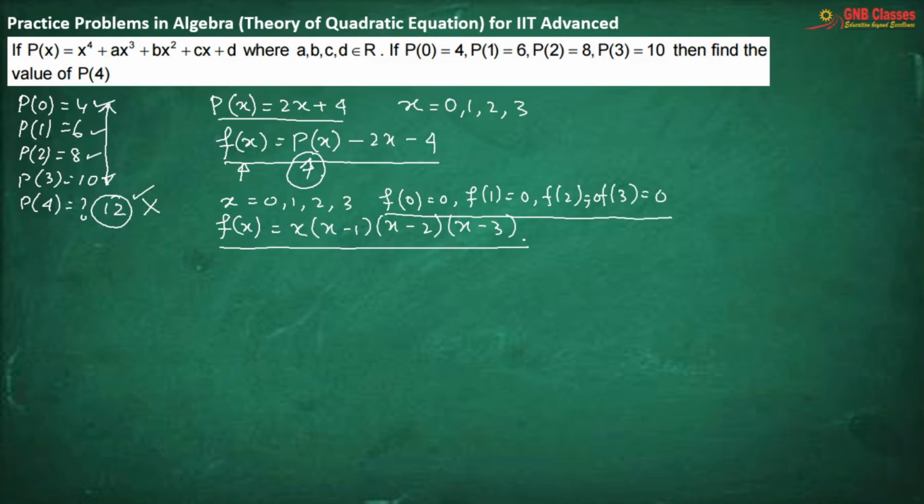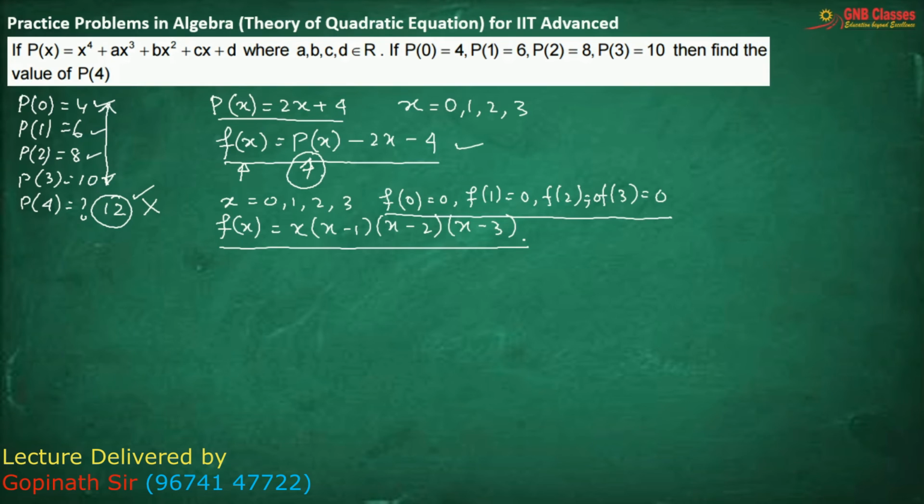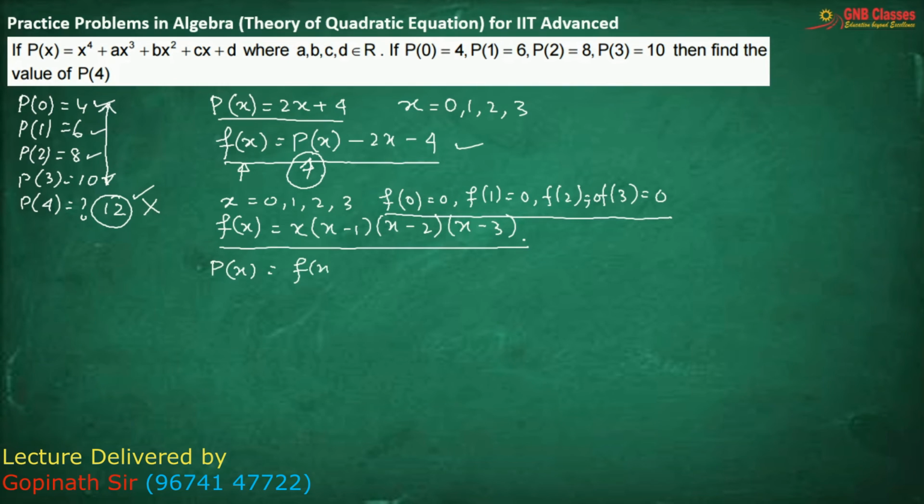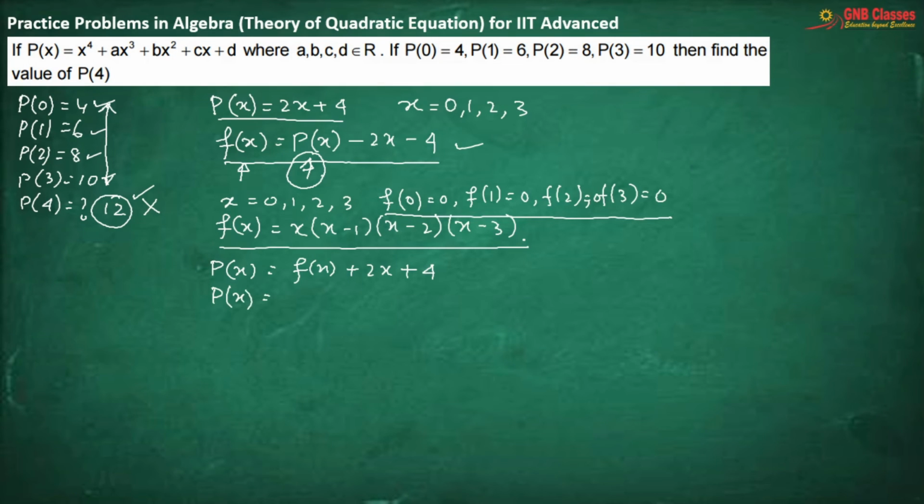Is it clear? Because if f(0) is 0, then x equals to 0 is one root of this expression. If I put x equals to 1, f(1) is coming to 0, so we will say that x minus 1 is a factor of this expression. Similarly, x minus 2 and x minus 3. Is it clear? Therefore we can write P(x) is nothing but f(x) plus 2x plus 4. Let me replace f(x) with the expression x into (x minus 1), (x minus 2), (x minus 3) plus 2x plus 4.